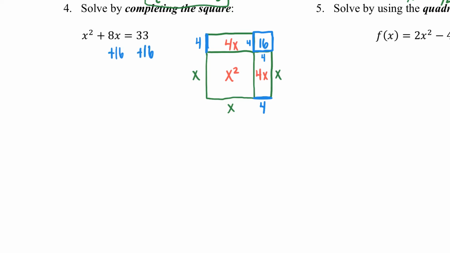By adding 16, it literally completes the square. So what we'll have here on the left is x squared plus 8x plus 16, and that's equal to 33 plus 16, which is just 49. All of this added together is actually just 49. This box right here is 49.